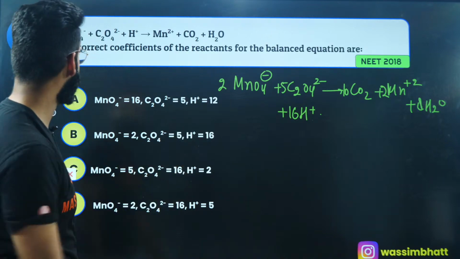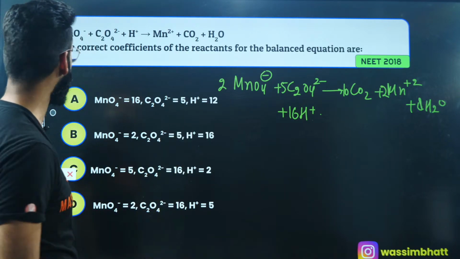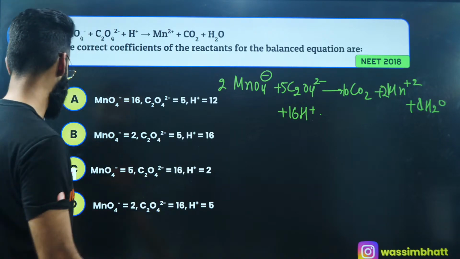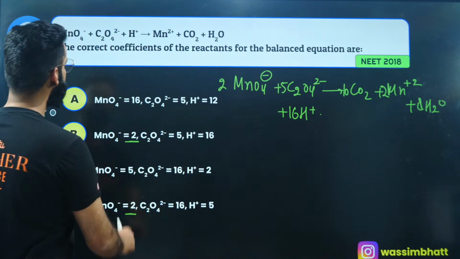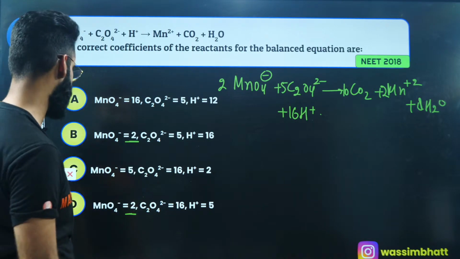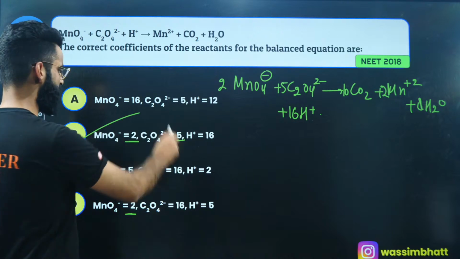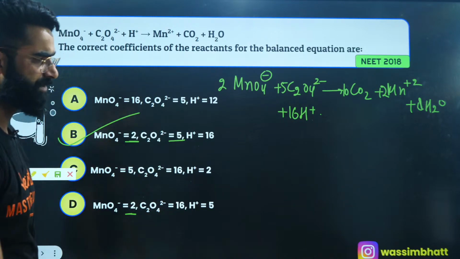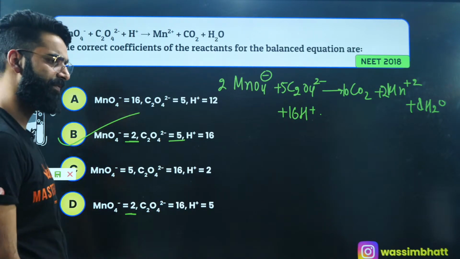So what is going to be the correct answer of this question? I need to get the stoichiometric coefficient of MnO4 negative, that's 2. Stoichiometric coefficient of oxalate ion, that is 5. Right? So option B is the one which is the correct answer. Perfect.